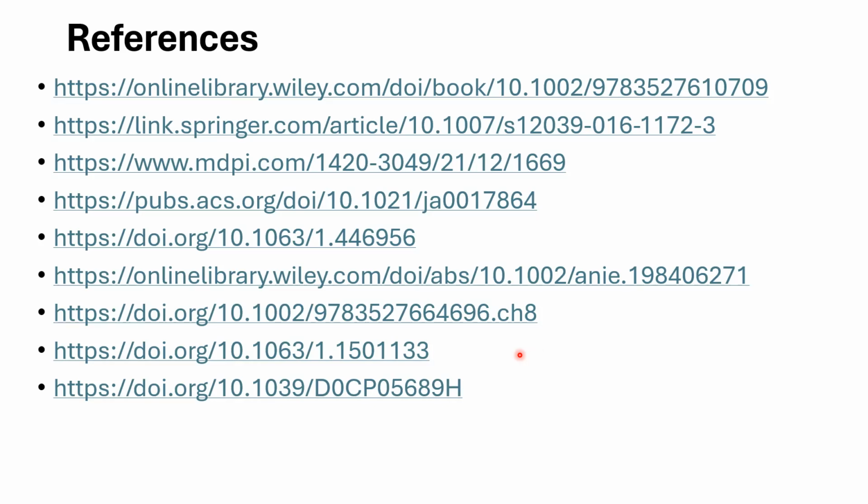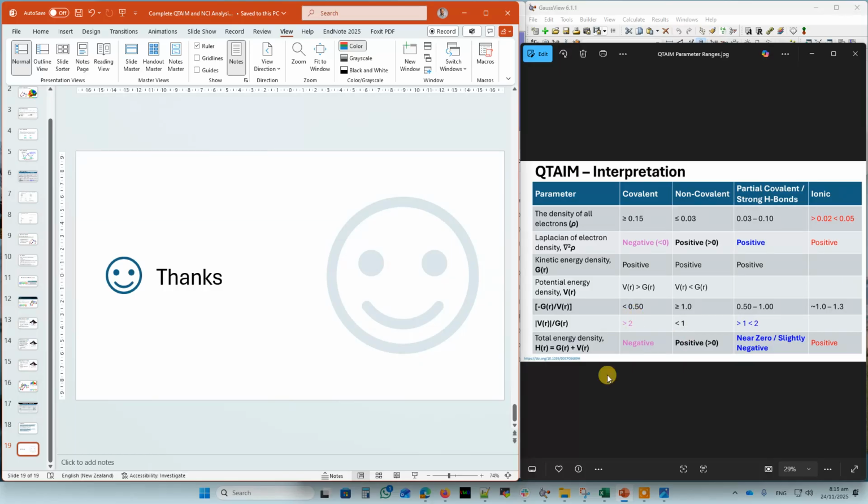So many of these references are Professor Bader's original papers, who is the founder of these interactions. And then, yeah, we should be thankful to the authors of Multiwfn as well, which is freely provided, so you can easily use it. And then, yeah, I will put all these references into the description of the video, and you can copy them. Then you can use this table on your own, or if you study more literature, you can modify it according to your needs.